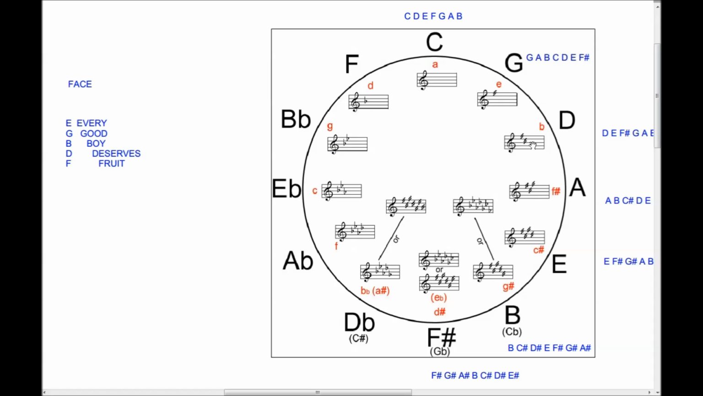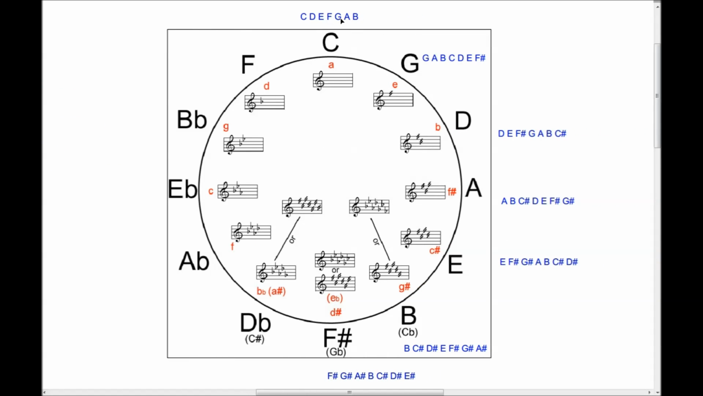If we go around to the B minor or D major scale, we know that it's already got the F sharp. So the next sharp that we're adding, if we go to the FACE acronym, F, A, C, is the C sharp. Now if we move around to the A major scale, the F sharp minor scale, we already have the F sharp, the C sharp, and we're also adding the G sharp, which is the next note after F.